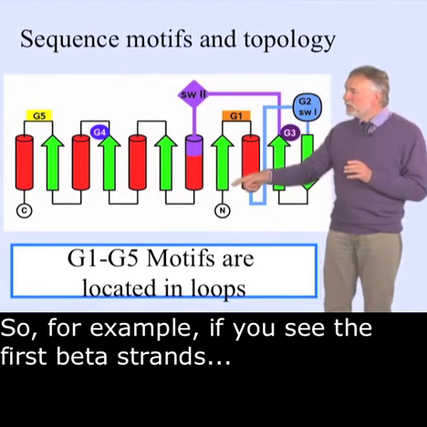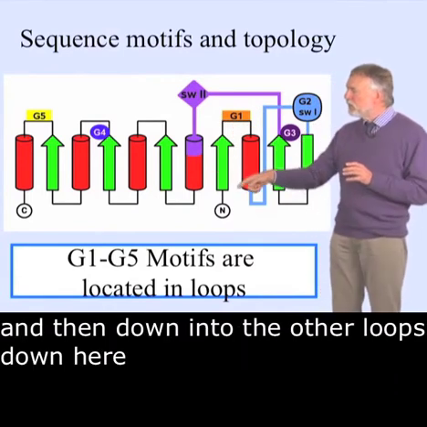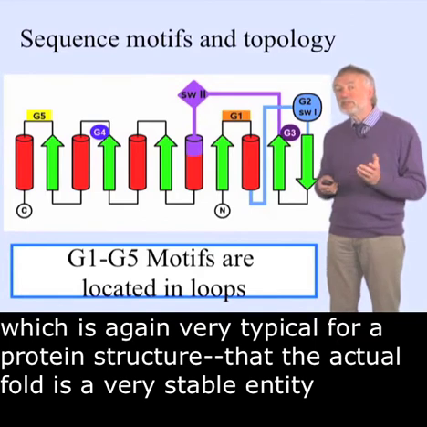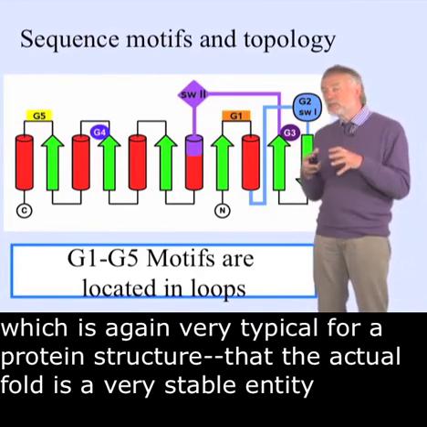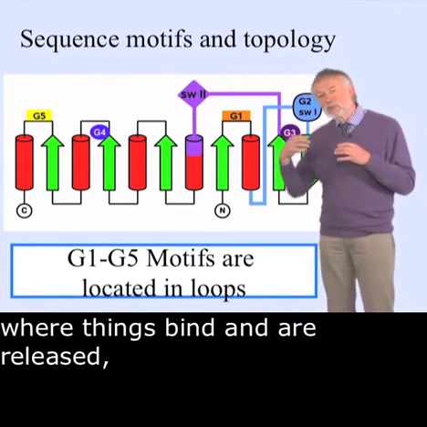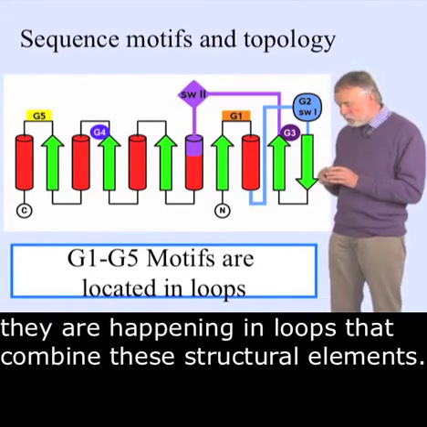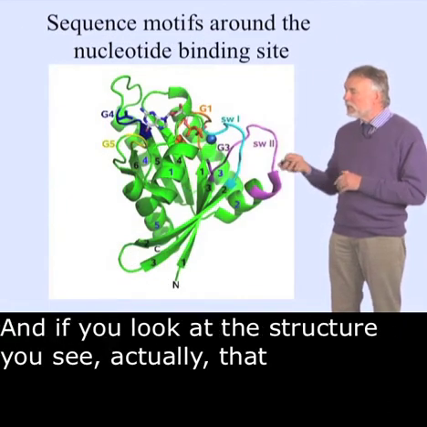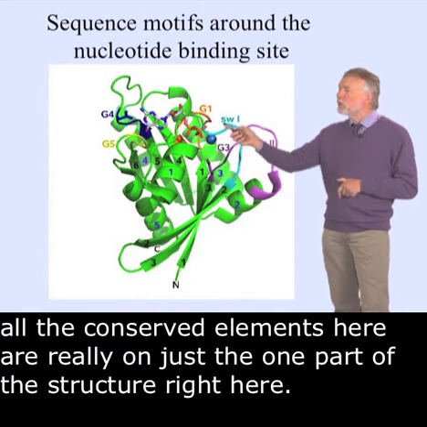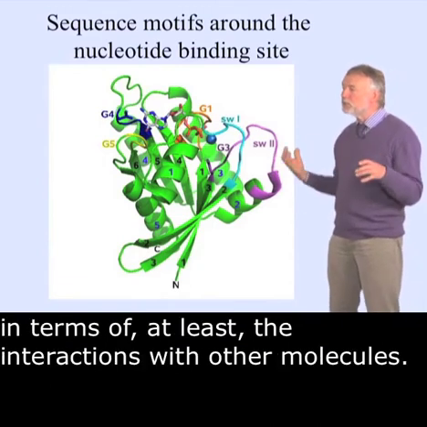For example, if you see the first beta strand, so this is the N-terminus, you go through G1 into the helix down here, and then down into the other loops, and you see that G1, G2, G3, G4 are all in loops, which is again very typical for a protein structure: the actual fold is a very stable entity, and then the business part of the protein, where you see changes, where things bind and are released, where things are hydrolyzed or chemical conversions happen, happens in loops that connect these structural elements. And if you look at the structure, you see that all the conserved elements are on just one part of the structure right here. And the other part down there is probably unimportant, at least in terms of interactions with other molecules.